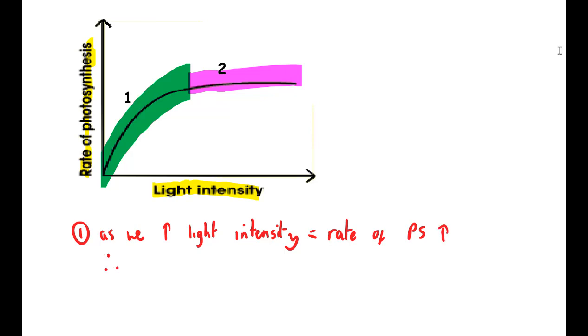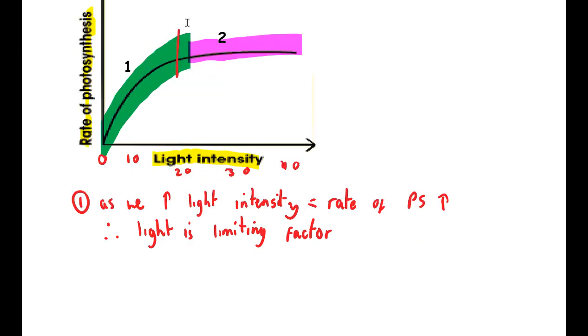So therefore, at position 1, light is the limiting factor. Now the reason for that is, if we give the plant more light, it can photosynthesize more. So therefore, light must be the limiting factor. But at 2, we can still see that the light intensity is going up. Now maybe it would help if we put some numbers on this. What we can see at position 2 then is it doesn't matter if we keep increasing the light intensity. It will not increase the rate of photosynthesis.